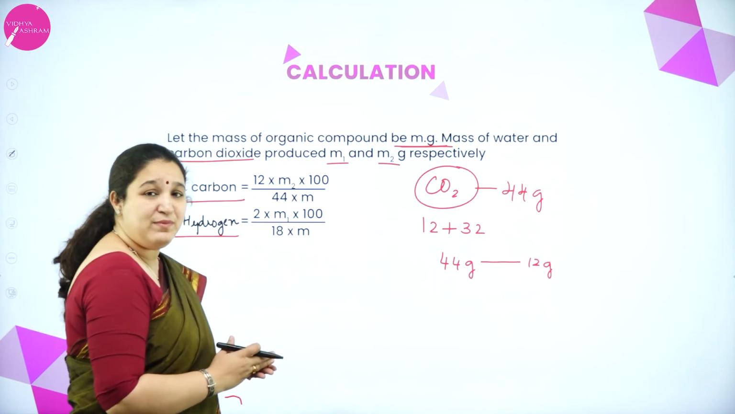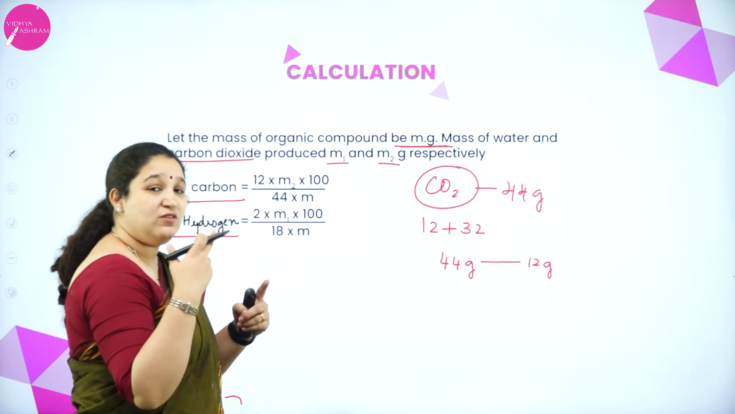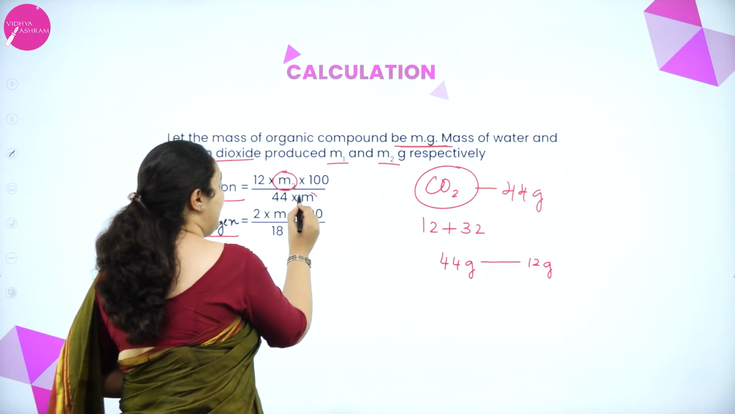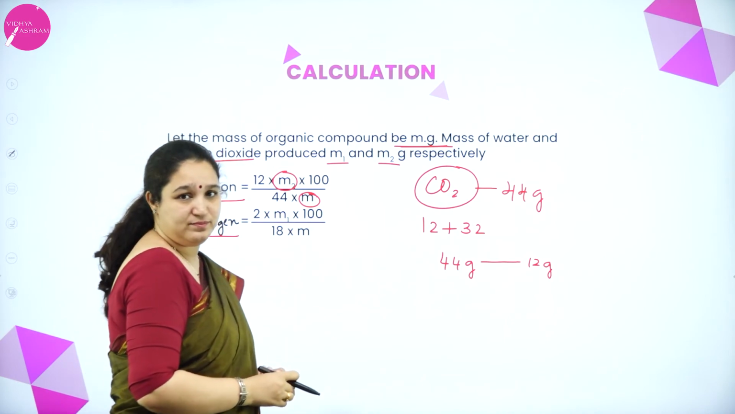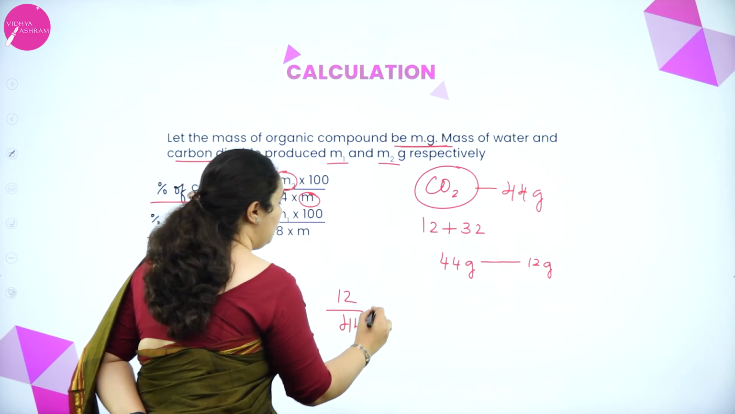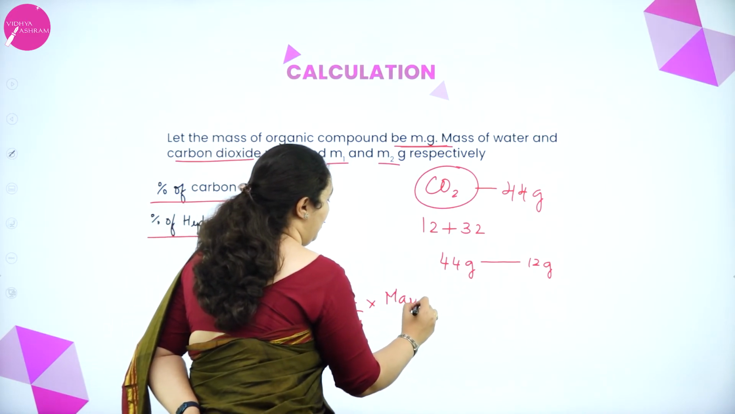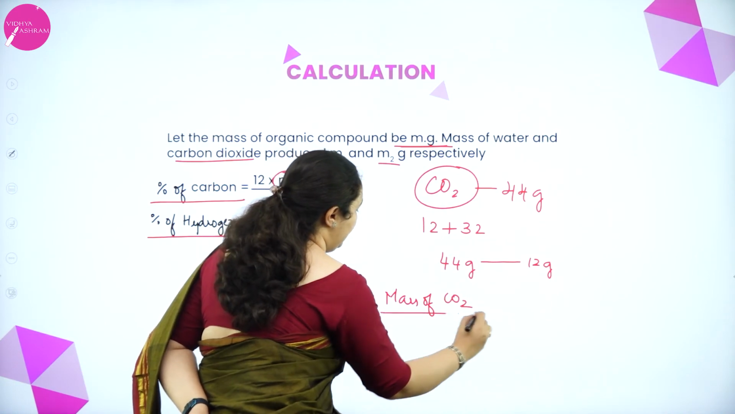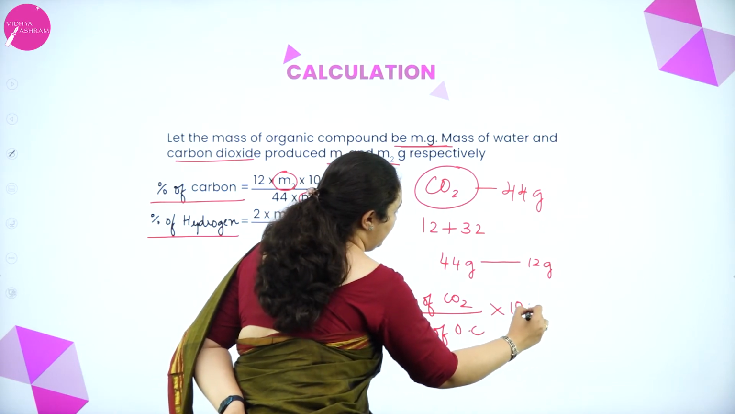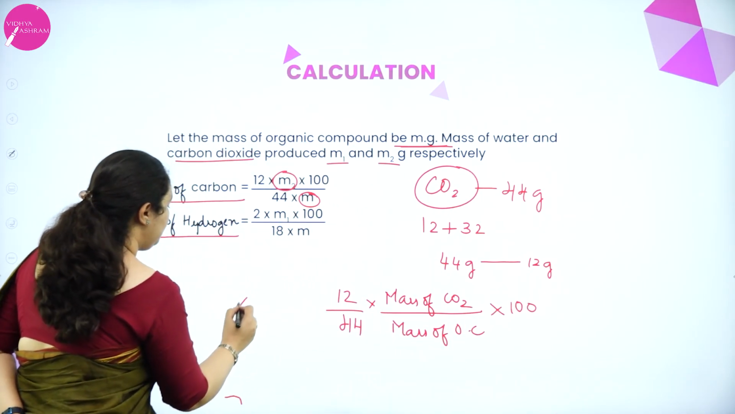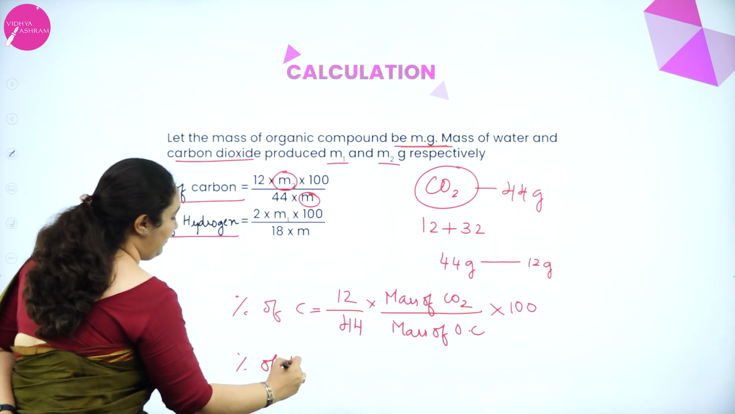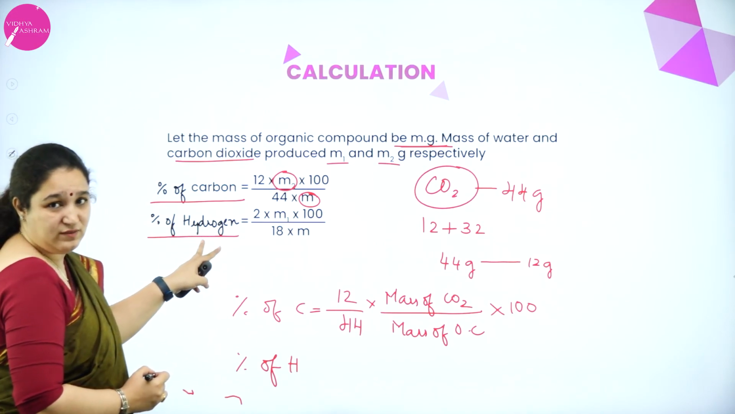In that, m grams of organic compound got converted to m2 grams of carbon dioxide. So I'll take m2 divided by m into 100. Or I can put it as 12 by 44 into mass of carbon dioxide by mass of organic compound into 100. This is the percentage of carbon.